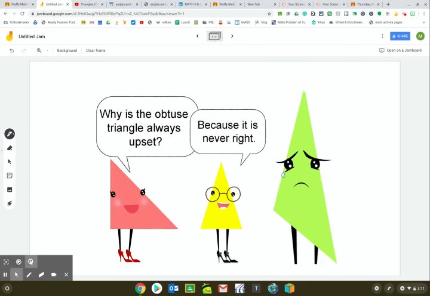So today's focus is going to be talking about the different types of triangles, like Mr. C said. And hopefully by the end of this video, this little joke here, if you don't get it now, makes sense. So this says, why is the obtuse triangle always upset? This one says, because it is never right. And here we have a triangle that's crying. So we're going to revisit that one at the end and see if it makes sense to you.